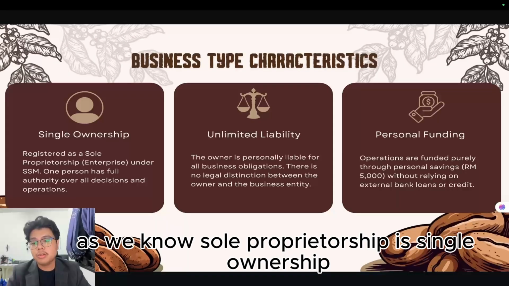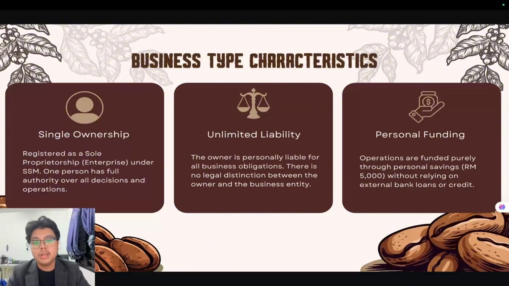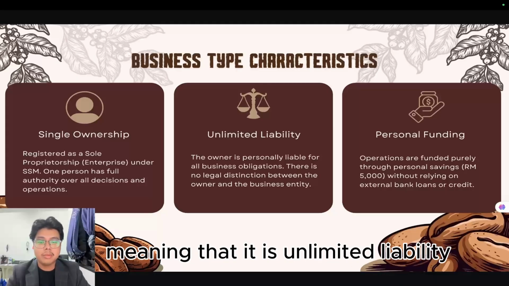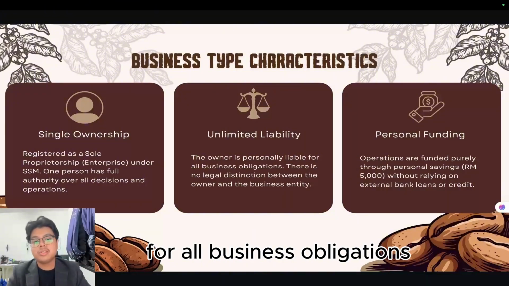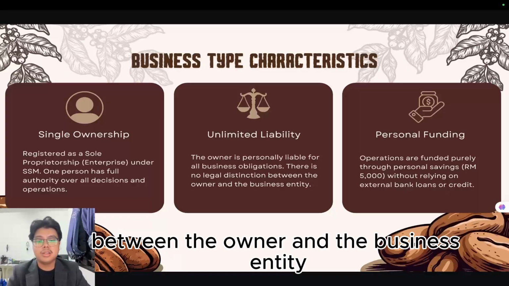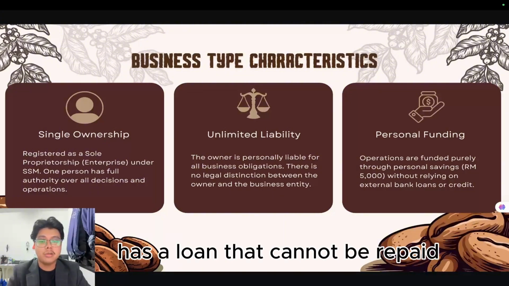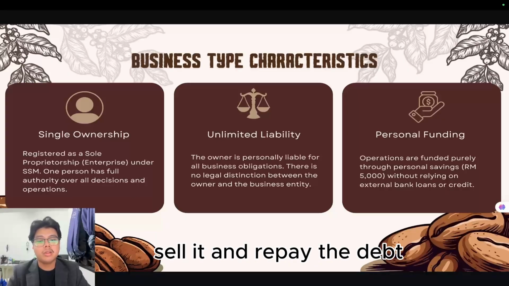Of course, as we know, sole proprietorship is single ownership, meaning that one person has full authority over all decisions and operations. Then, sole proprietorship means unlimited liability. The owner is personally liable for all business obligations. There is no legal distinction between the owner and the business entity, meaning that if the business has a loan that cannot be repaid, the creditors can go over the owner's assets to sell them and repay the debt.